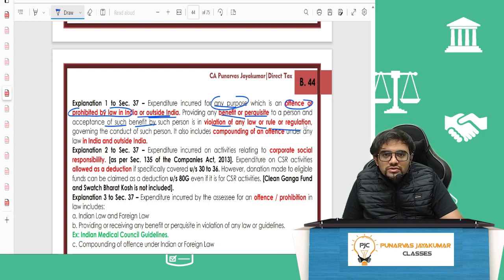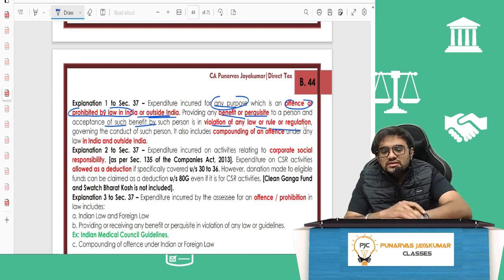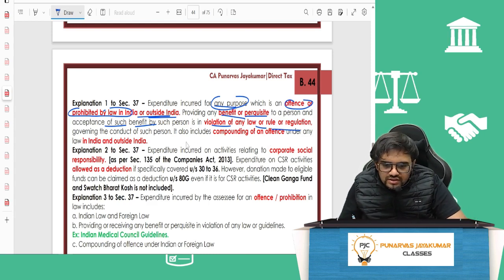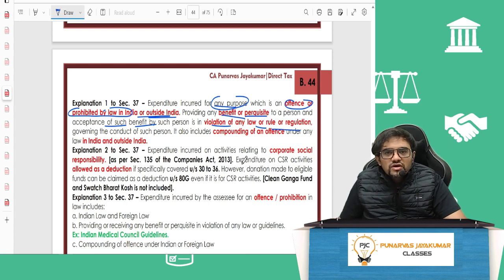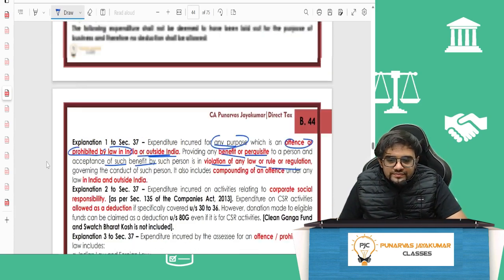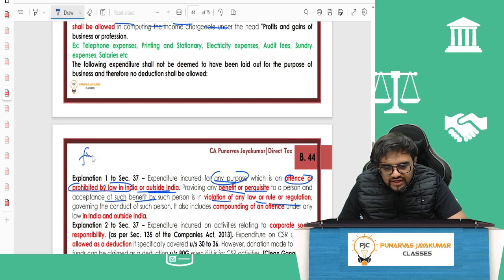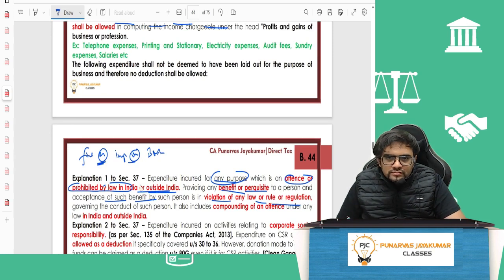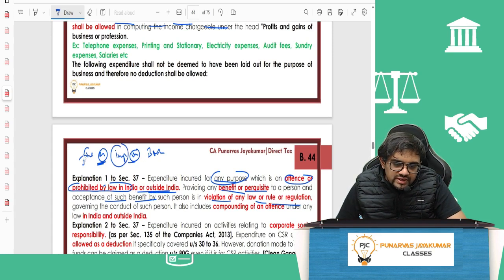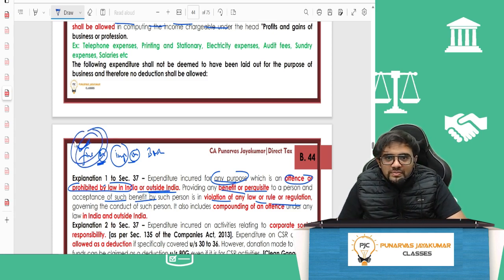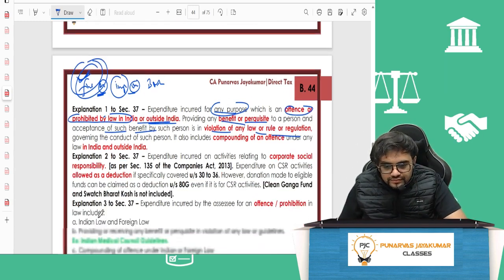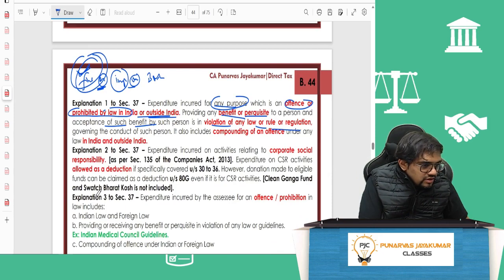Is it allowed or not allowed? What do you think? It says no. Anything in violation of any rule or regulation governing the conduct of such person will be in violation of the law. Apart from that, even if I use any compounding of any offense, compounding means what? Whenever there is a law which says fine or imprisonment or both, in order to avoid imprisonment, I can pay a fine. This is called compounding. Even if I paid this compounding fee, people were allowing it earlier, now they say nothing doing. So it is definitely not allowed.